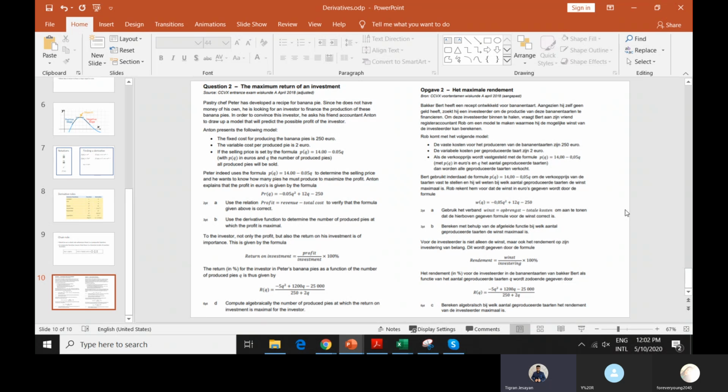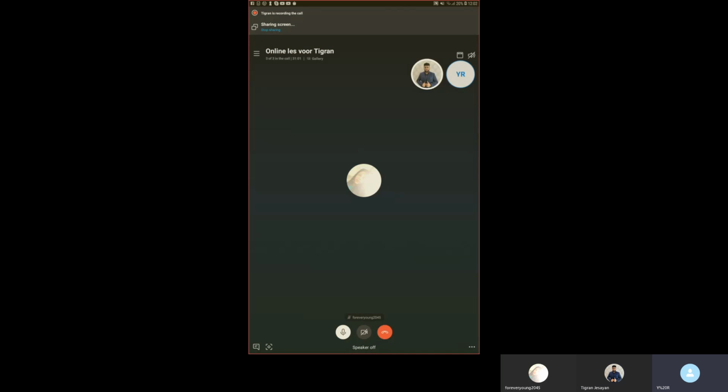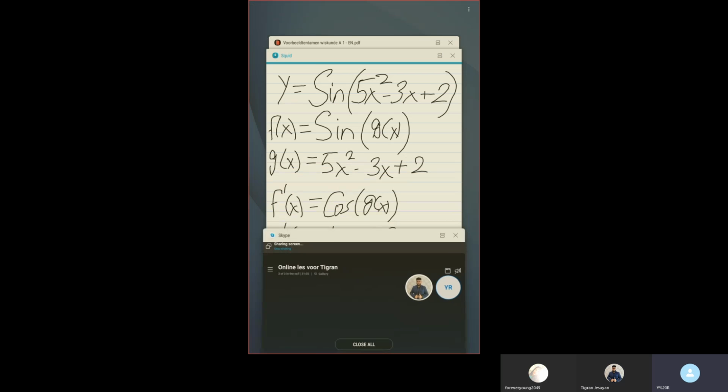Question 2, you said, right? The maximum return of an investment. Yes, that's it. So let's try to solve it together then, like we did for the general problems.